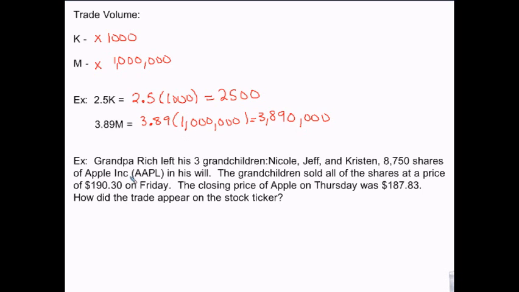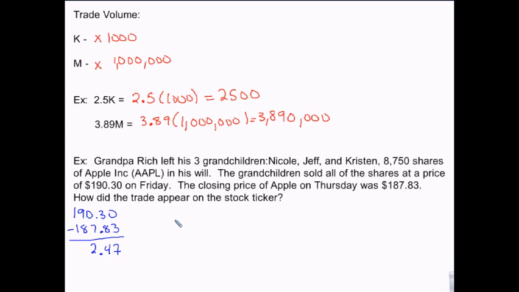So Grandpa left Nicole, Jeff, and Kristen Apple stock in his will, and then they sold it. And we want to know how it would appear on the stock ticker. They sold it for $190.30, and the closing price the day before was $187.83. So first we need to figure out the difference. I'm going to take that $190.30 and subtract the $187.83, and we have a difference of $2.47.